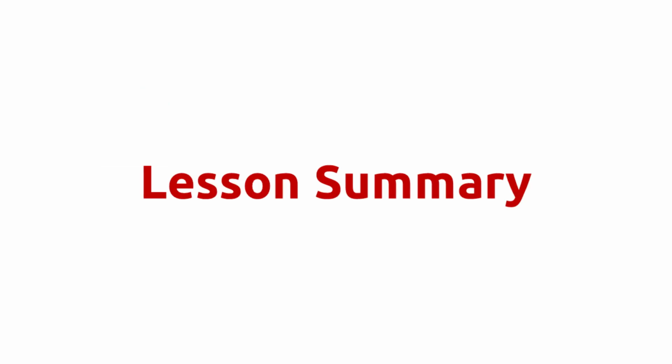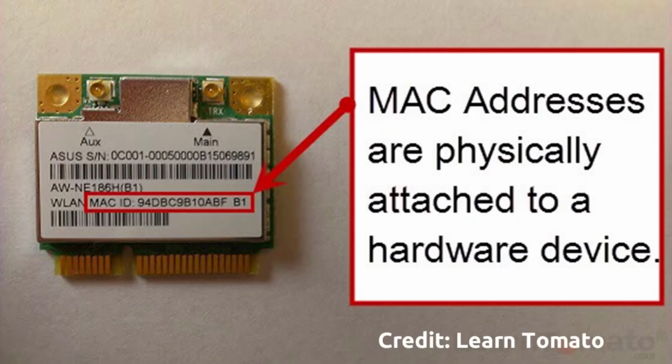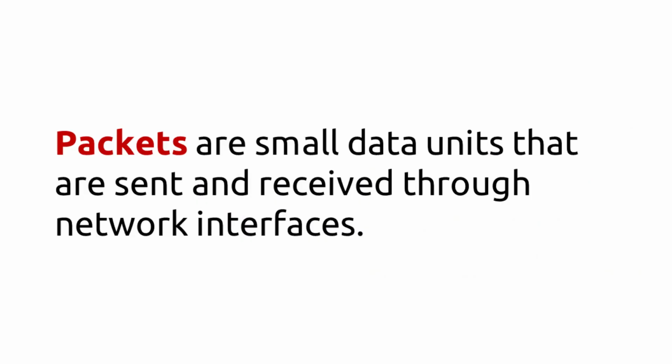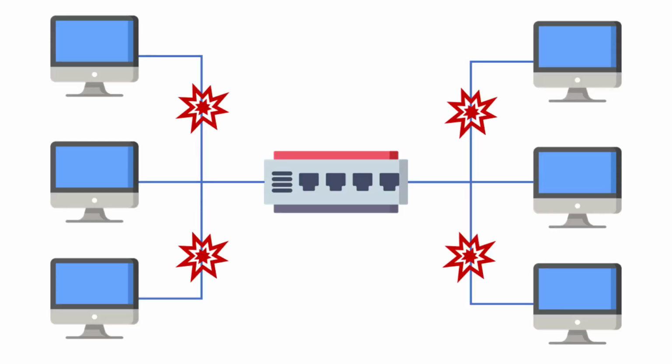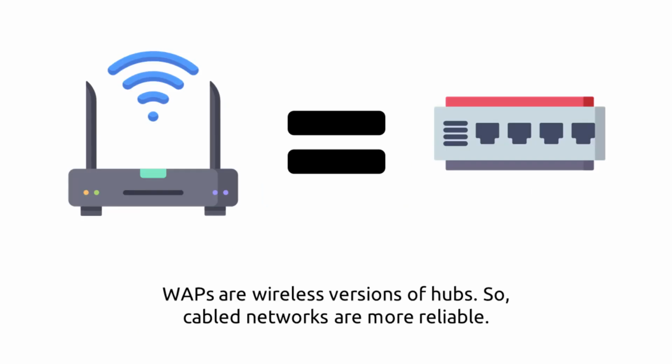Lesson summary. In summary, MAC addresses are unique identifiers for computers and devices. No MAC address is the same. Packets are small data units that move like mailing packages between network interfaces. A hub is a less intelligent box that can't handle when 2 packets are sent simultaneously. This is why using switches is so important. WAPs function similarly as hubs, making wireless networks less reliable than cable networks.